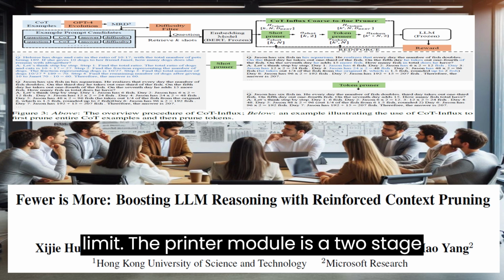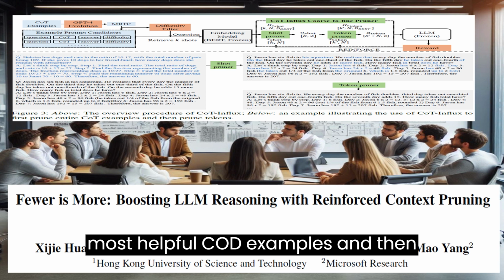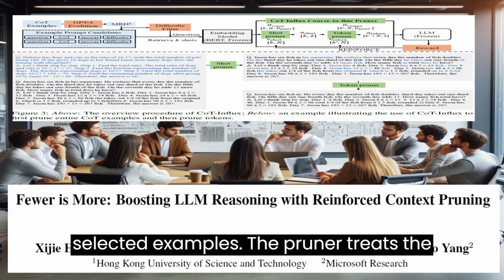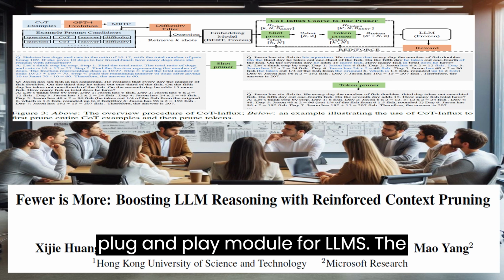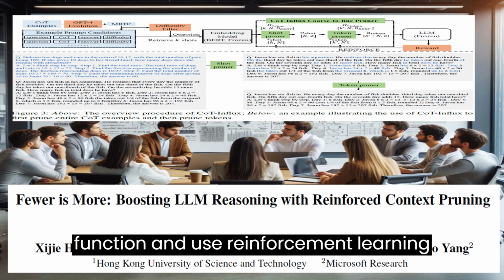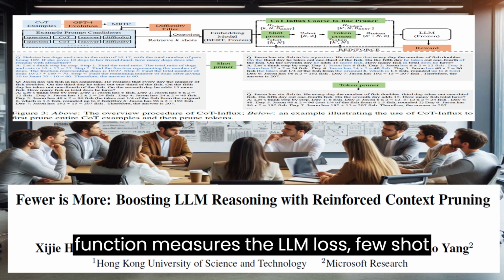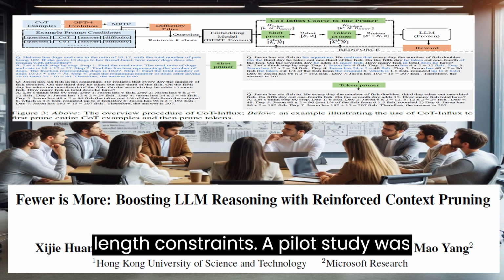The pruner module is a two-stage policy network that first selects the most helpful CoT examples and then removes unimportant tokens from these selected examples. The pruner treats the target LLM as a black box and serves as a plug-and-play module for LLMs. The authors propose a multi-objective reward function and use reinforcement learning to train the pruner module. The reward function measures the LLM loss, few-shot math reasoning effectiveness, and token length constraints.